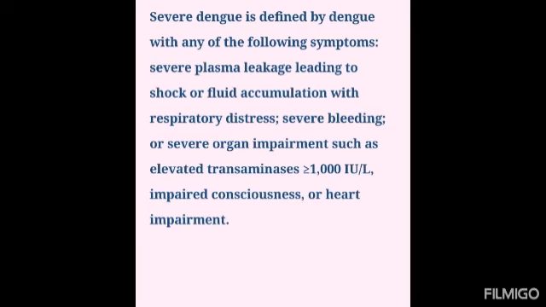Severe dengue is defined by dengue with any of the following: severe plasma leakage leading to shock or fluid accumulation with respiratory distress, severe bleeding, or severe organ impairment such as elevated transaminases, more than 1000 international units per liter, and impaired consciousness or heart impairment. If severe dengue, these symptoms are definitely present.